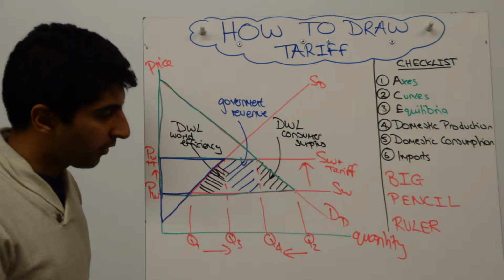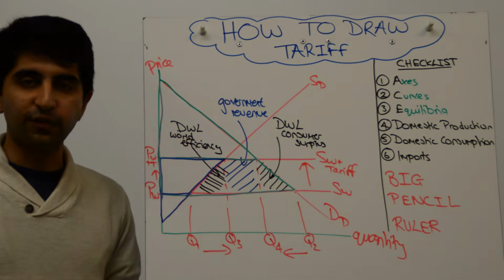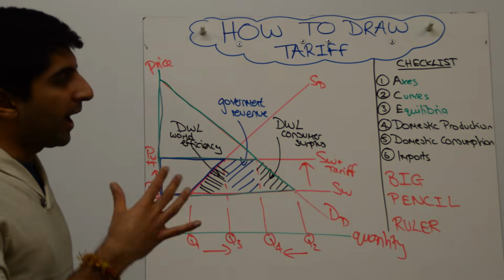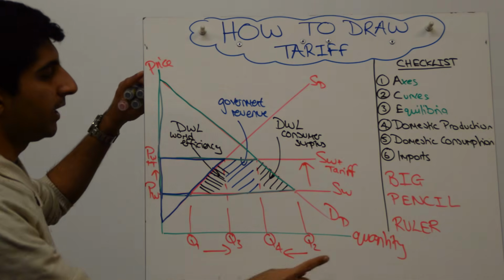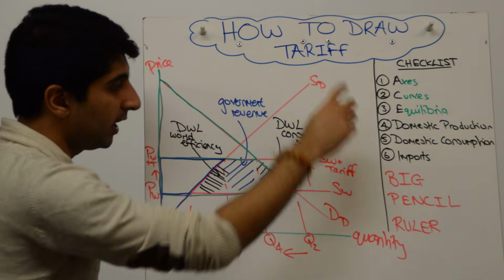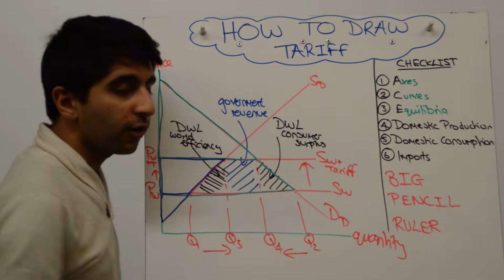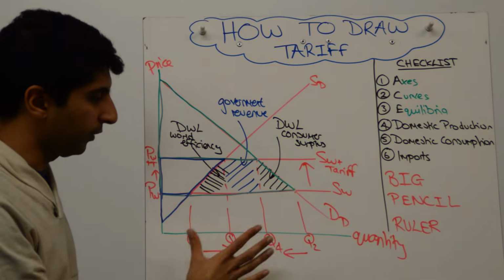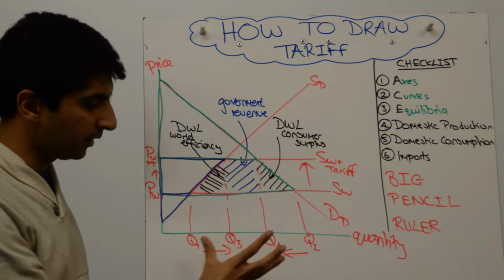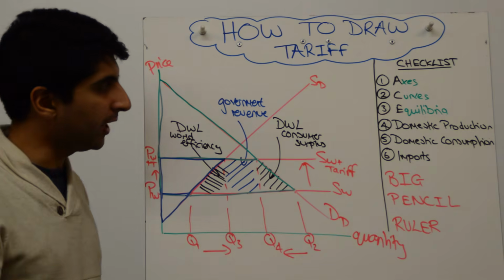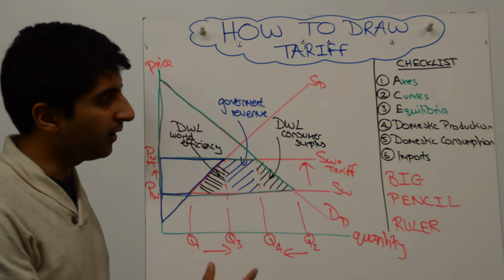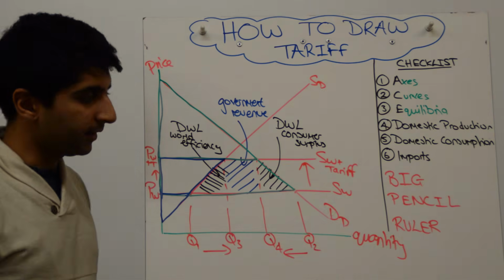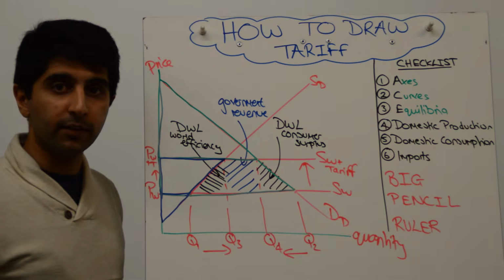Alright, so that is the diagram drawn, nice and detailed, lots of things being shown here. Have we done what we need to have done? Let's look at the checklist. Have we labelled our axes? Yes, we have. Have we labelled our curves? Yes, we have. Have we labelled our equilibria? Yes, we have. Lots of different labels on both axes here with nice arrows to show the changes. Lovely. Have we shown the impact on domestic production? Yeah, we've shown it increasing with this tariff. Have we shown the impact of domestic consumption? Yes, we've shown it decreasing because of the tariff.